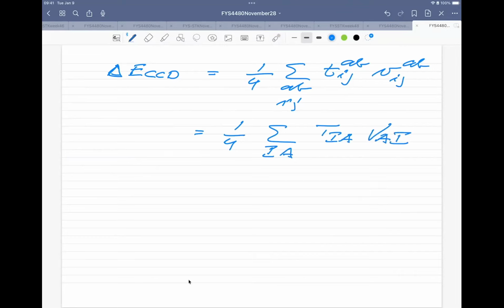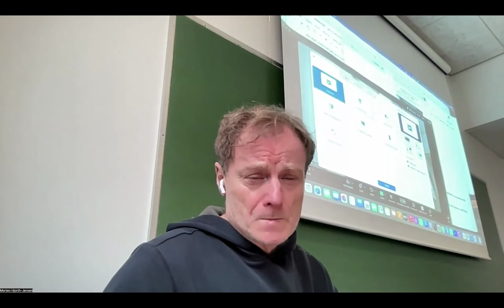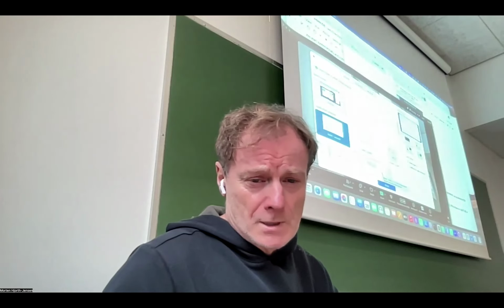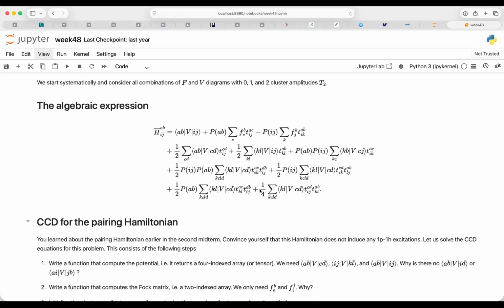Okay. So this is the typical way we set it up. And when we come to the other matrix elements, we can do exactly the same thing. So let's go back to the Jupyter notebook. You would see then that some of these quantities, like this one, this is a two-particle matrix element. This is now multiplied with the amplitude, which is a two-particle two-hole.